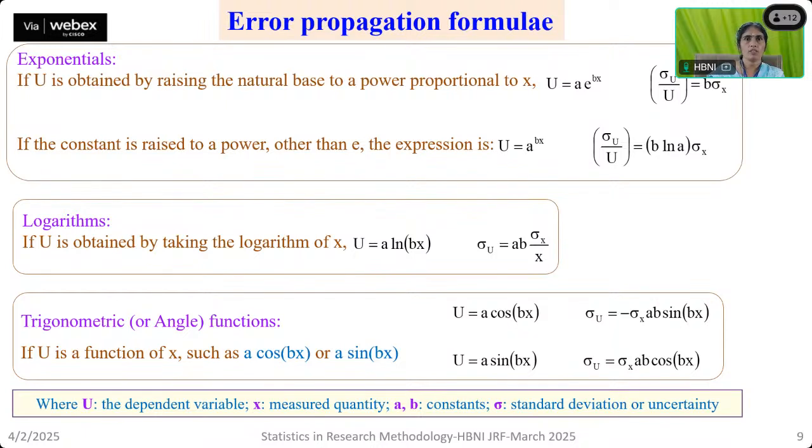For trigonometric functions like sine and cosine, again all these come from the original equation. Take the partial derivative, square it, and multiply with the individual standard deviation. The original formula comes from there. So we have seen addition, subtraction, multiplication, division, power function, exponential, logarithm, and trigonometric functions. These are the general ones we encounter during calculations in research daily. If anybody wants further clarification regarding any other function, we can take those too.